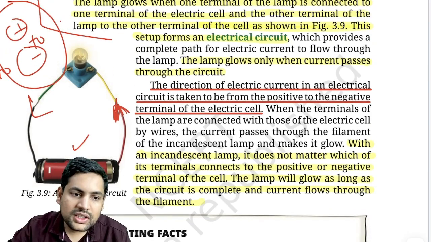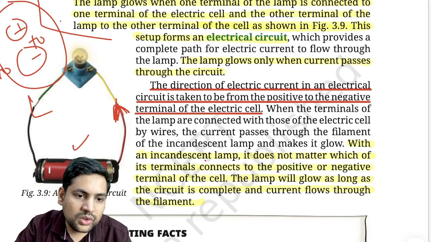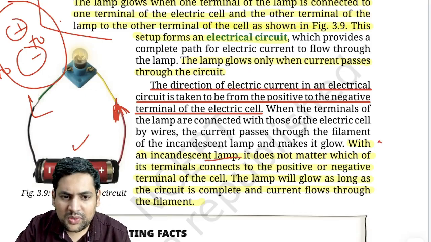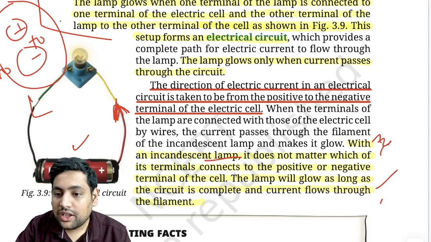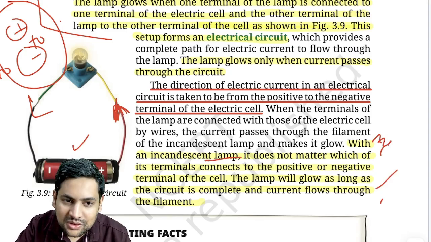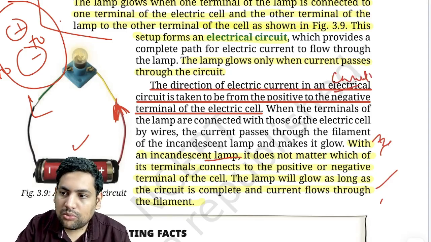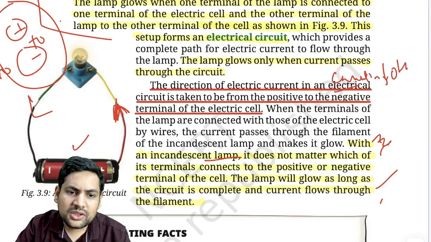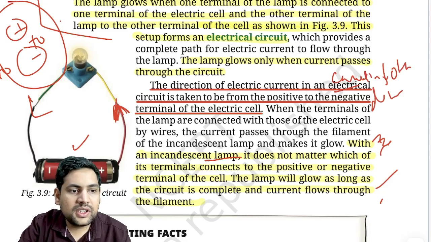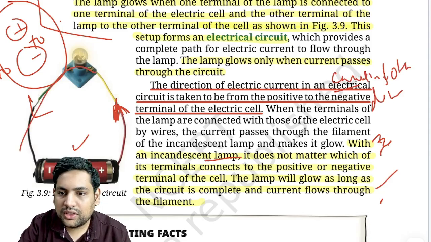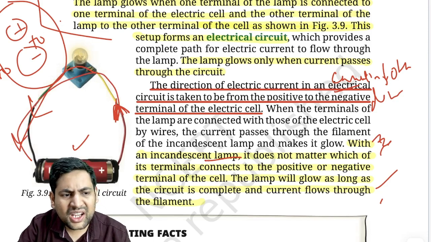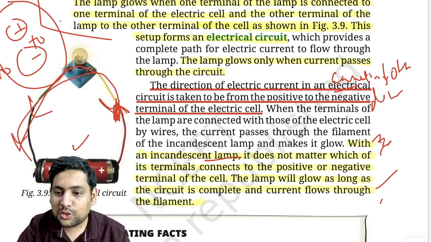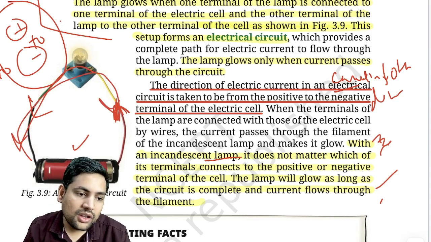Now, see, it says that in these old lamps, it does not matter whether you connect it here or there. Why? Because it allows flow of current in both directions. So it does not matter, correct? Here, if this is positive, the bulb will allow it to flow. If this is positive, the bulb will again allow it to flow. It does not have its own terminals, correct?